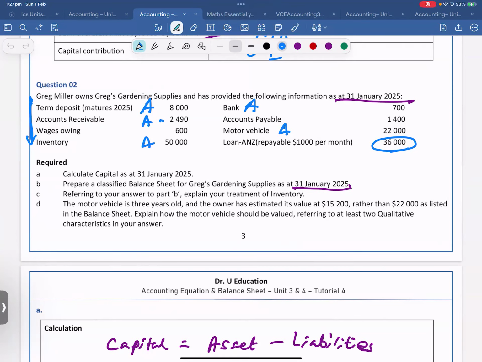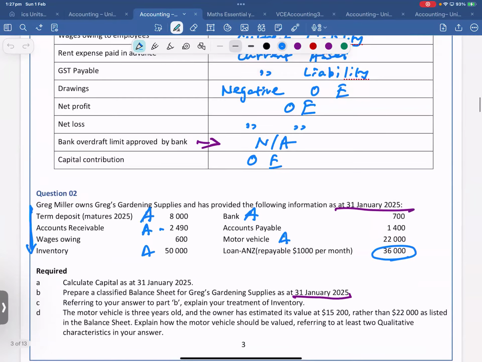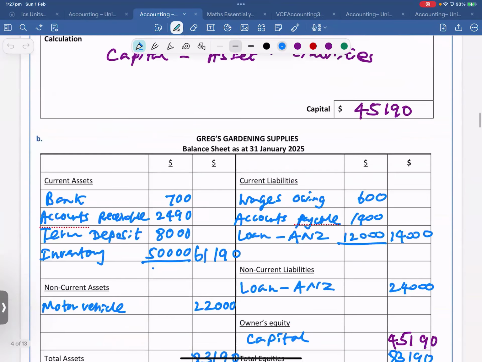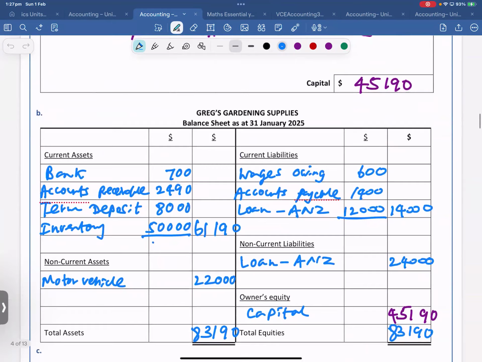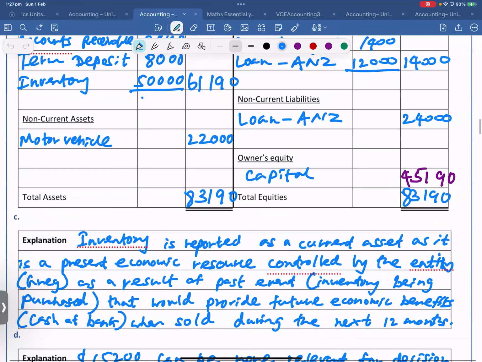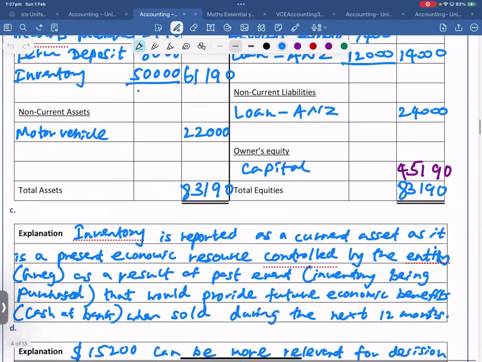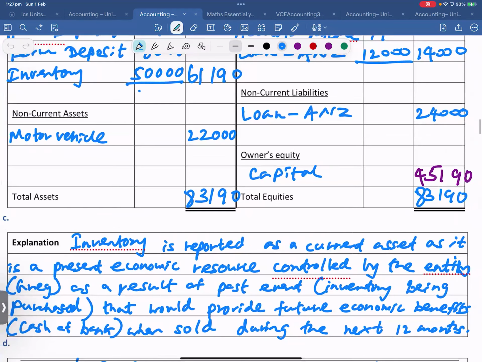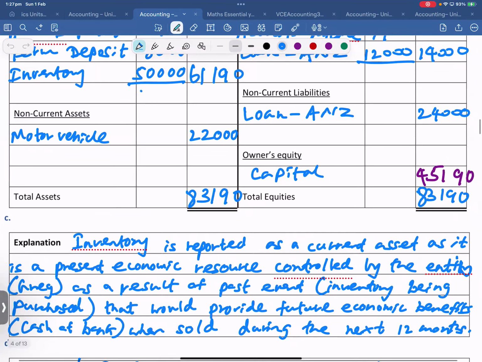So what did we do with the accounting? I mean, the treatment for inventory? Current asset, very good. Why? Present economic resource controlled by the entity as a result of past event. Now, this is the answer. If you have missed anything, please adjust it.